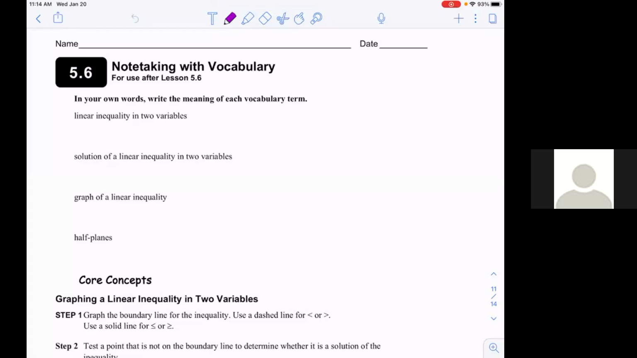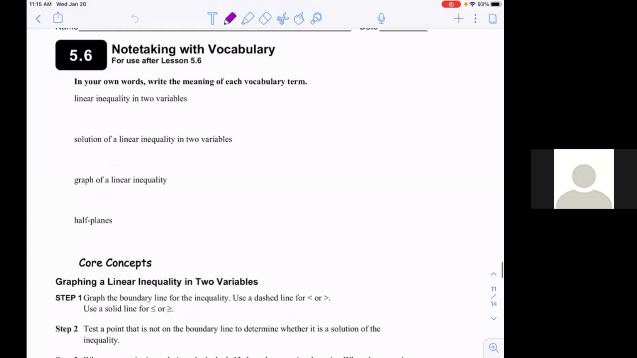Like I said before, we're skipping 5.5. We're jumping over to 5.6, which is going to be linear inequalities. So real fast, we'll talk about the difference between the two. So we'll jump back and we're going to graph this guy here. Let's graph.